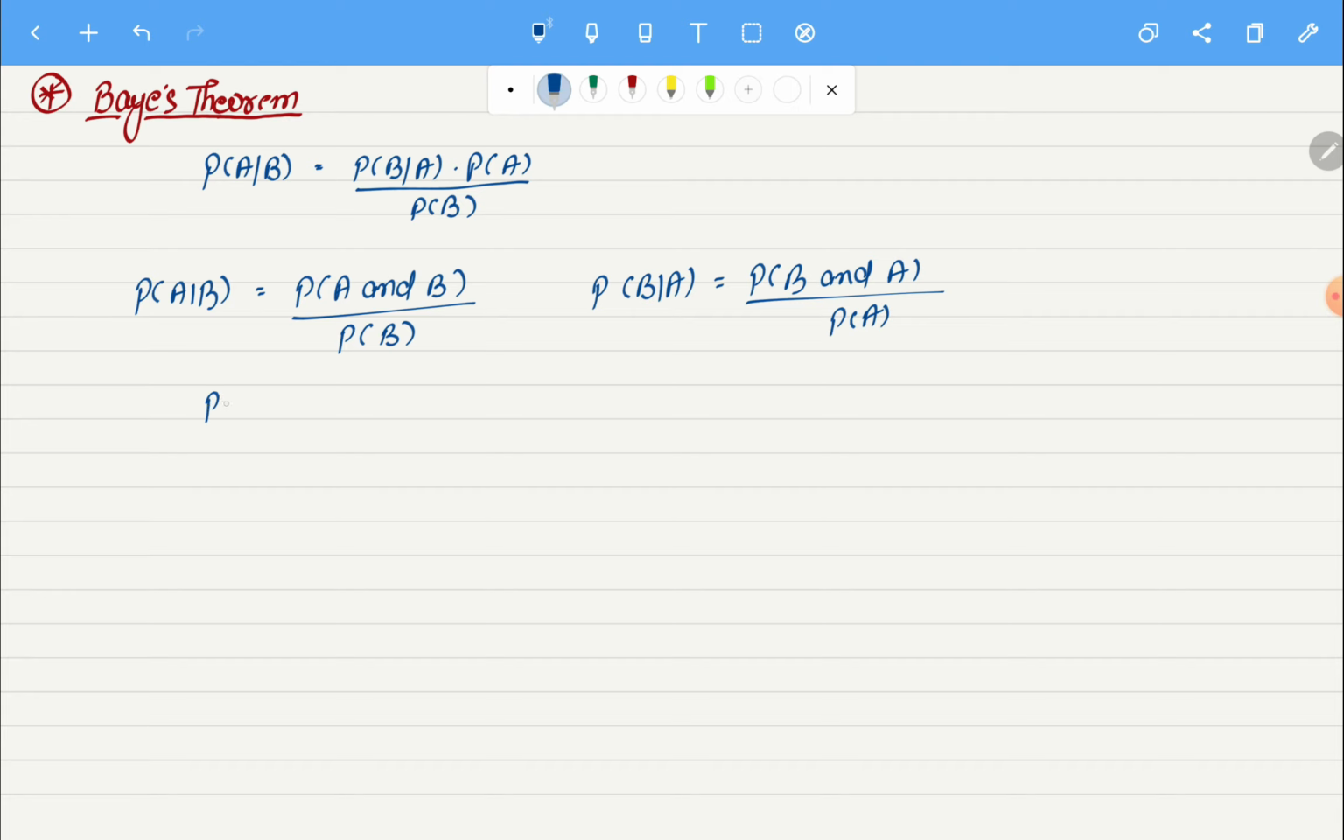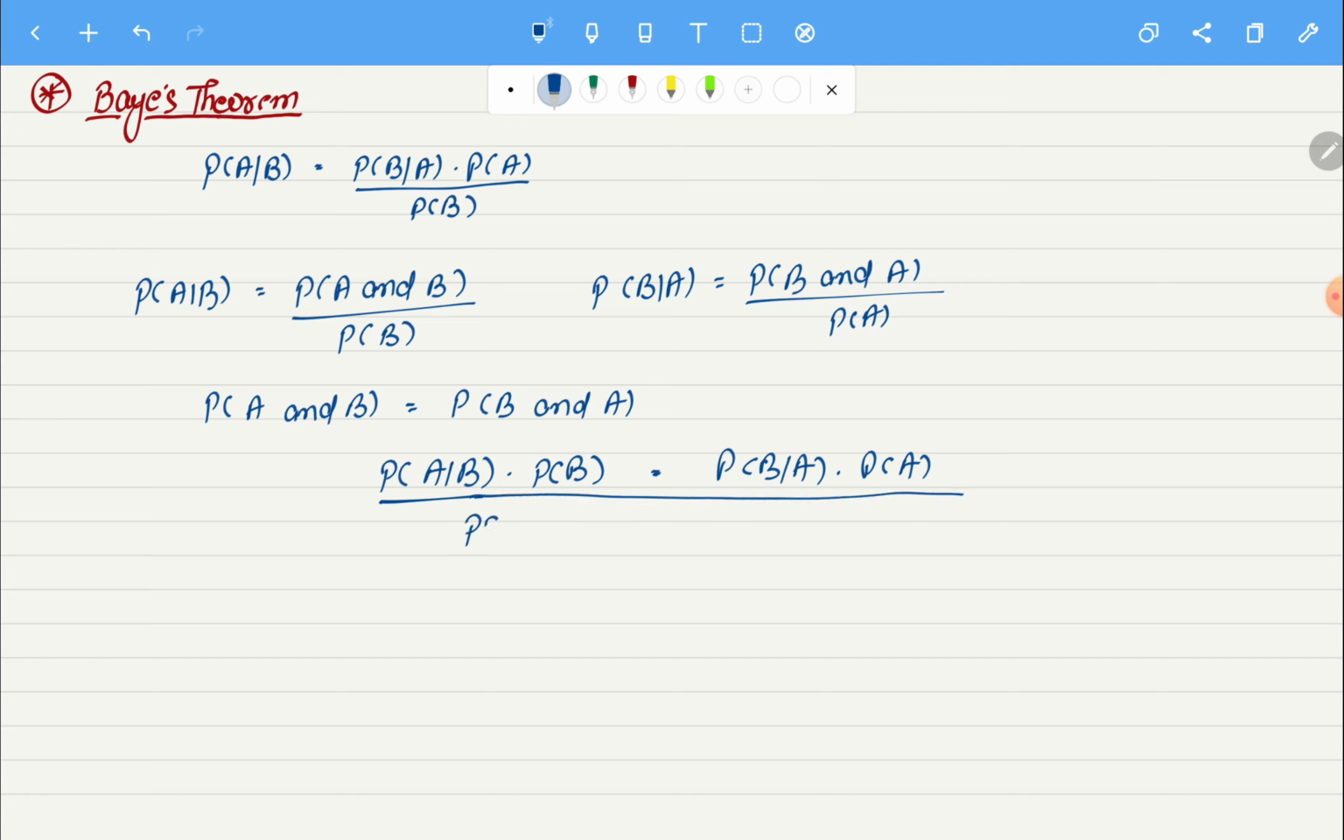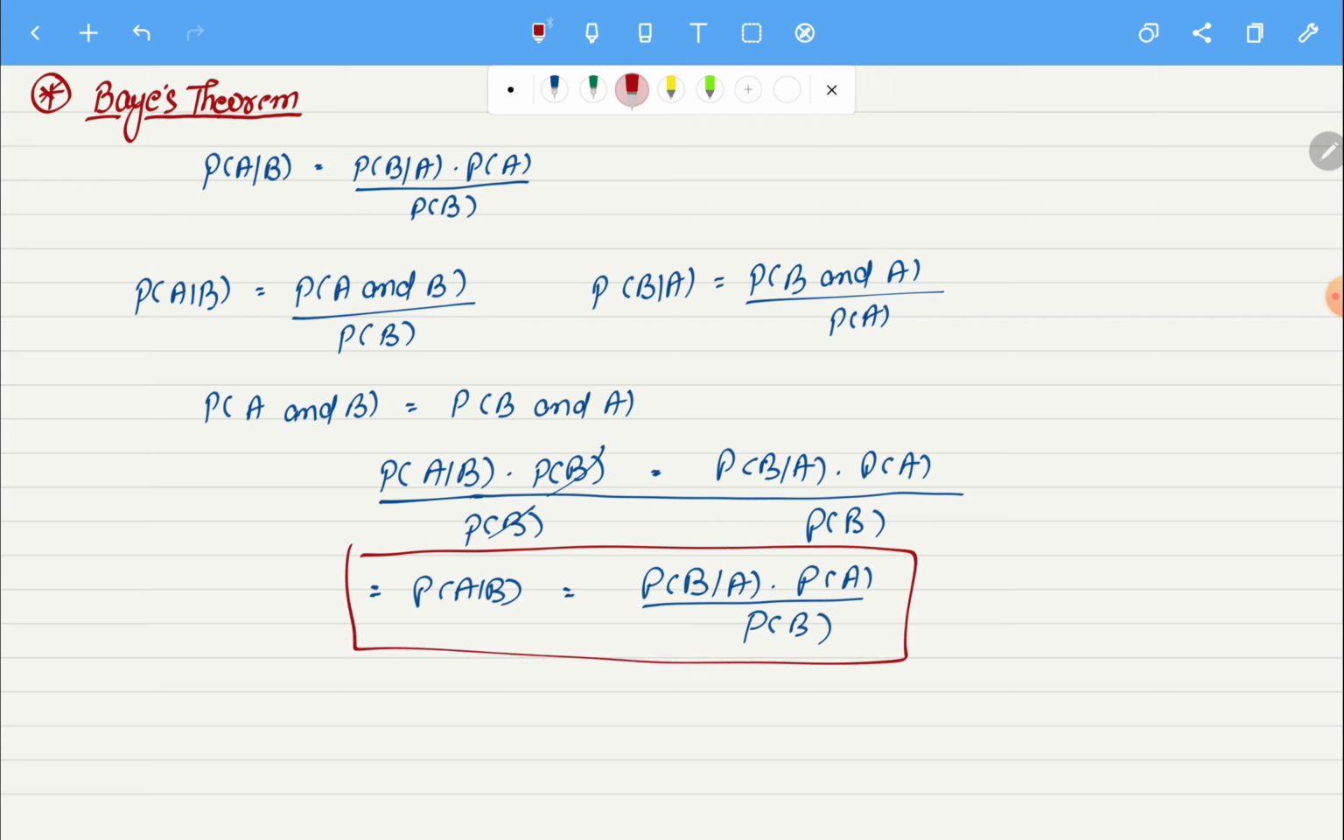Now we know that probability of A and B is equal to probability of B and A. So from that, if we try to equate these equations, we will get probability of A. Now we want to find this value, so we will just divide both the sides by probability of B. So we will be left with, and this is nothing but Bayes theorem, which you can see here.